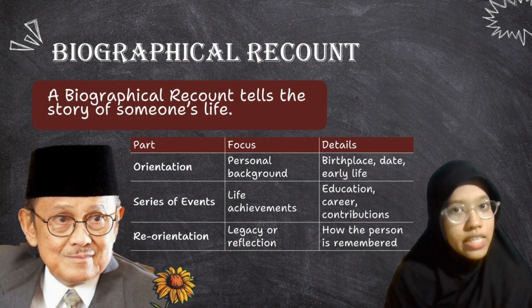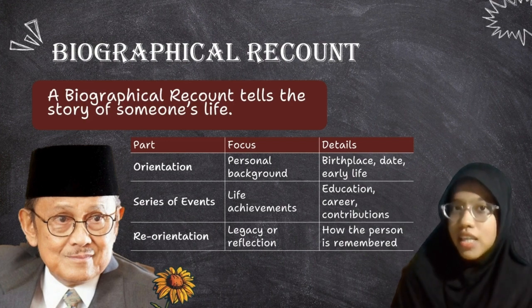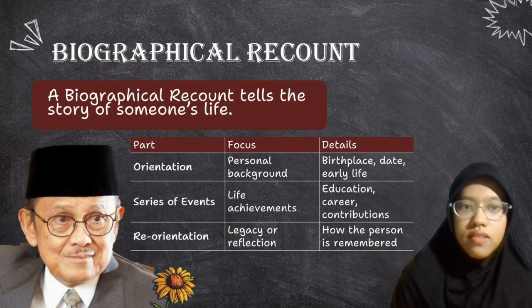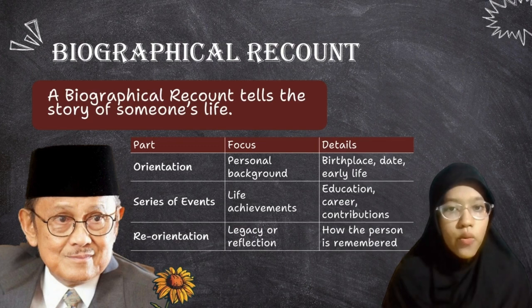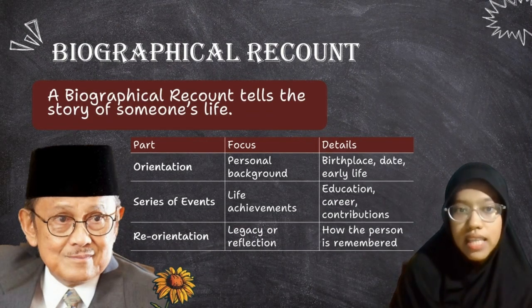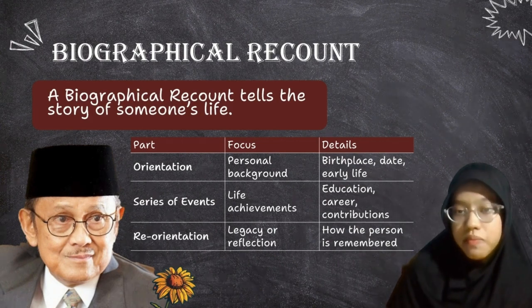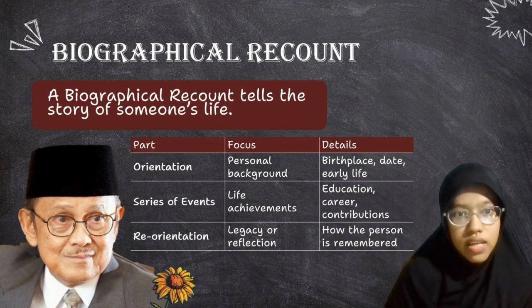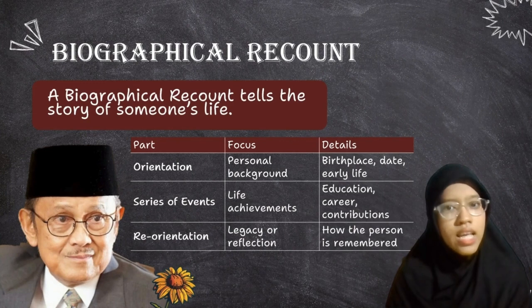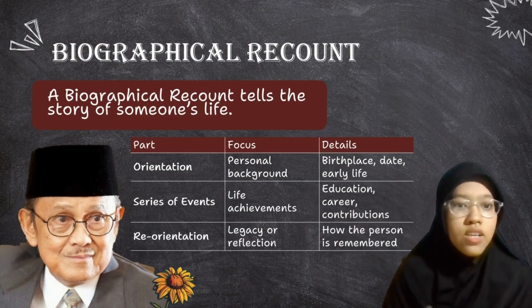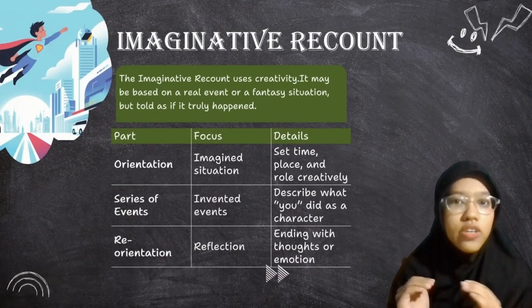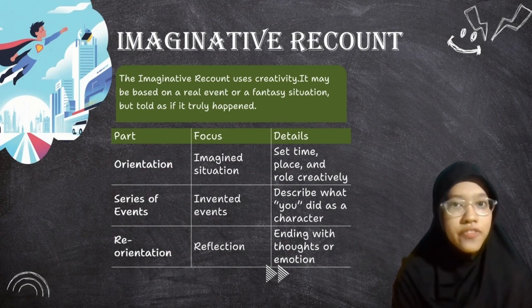Third is biographical recount. Biographical recount is a text that tells about someone's life story. For example, a hero, public figure, or historical figure. For the structure, the orientation introduces the person with their name, birthplace, and early life. The series of events describes their achievements, education, and major events in their career or personal life, all in chronological order. And the reorientation explains how this person is remembered or what impact they made. So, in this type, the structure helps the writer tell a person's journey from the beginning to the end in an organized way.